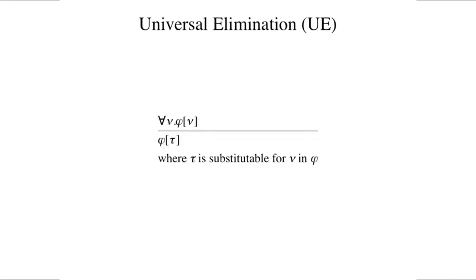Okay, avoiding conflicts of this sort is the main reason for the substitutability condition in our definition of universal elimination. When using this rule, if we obey the law, we won't get ourselves into trouble.